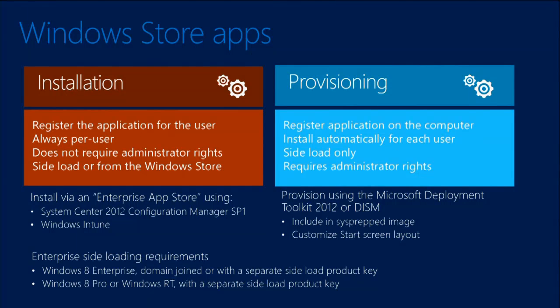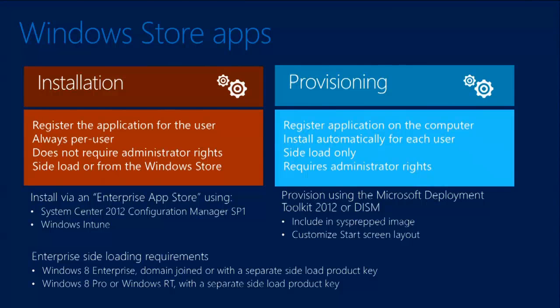If we're talking about provisioning applications in an image, that's something that can be done using the Microsoft Deployment Toolkit 2012 Update 1 for Windows 8 or MDT 2013 for Windows 8.1. So you can include those in a sysprepped image. You can then do any start screen layout customizations that you want. There are processes that you can go through to do that.